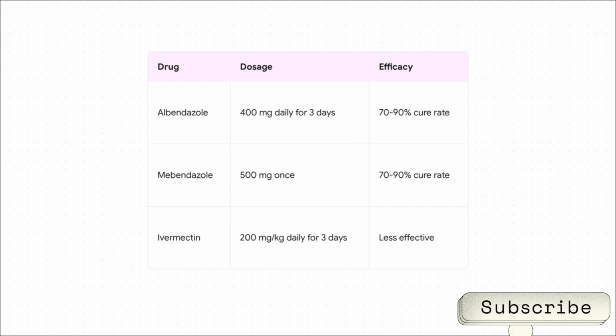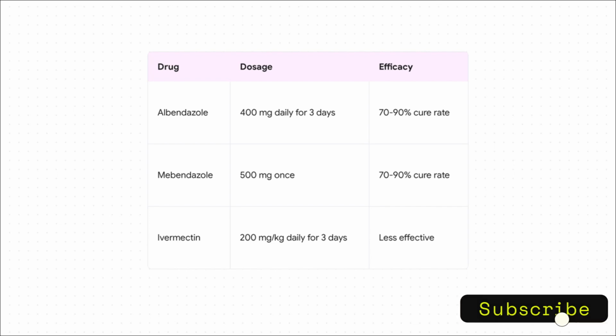Okay, for treatment, your go-to drugs are albendazole and mebendazole. The main thing to know is that they both work really well, giving you a 70 to 90% cure rate. Albendazole is usually a 3-day course, while mebendazole can be just a single dose. Ivermectin is an option, but honestly, it's not as effective against whipworm.